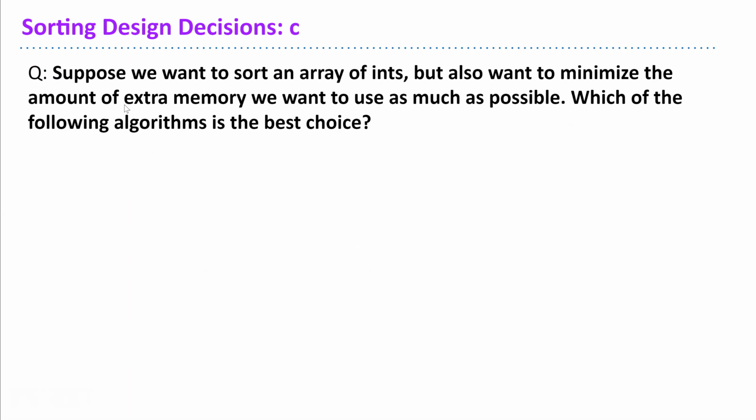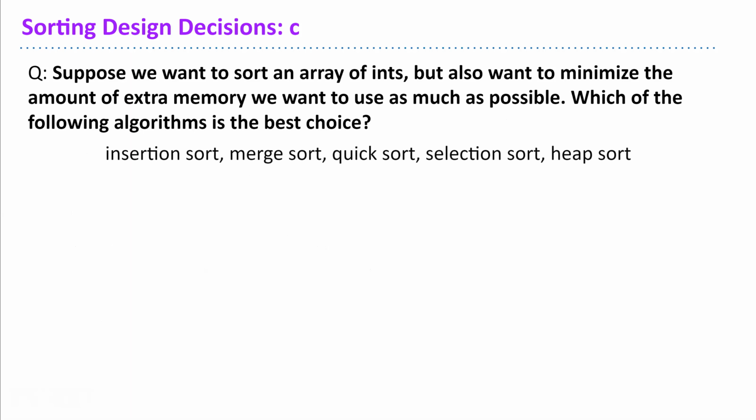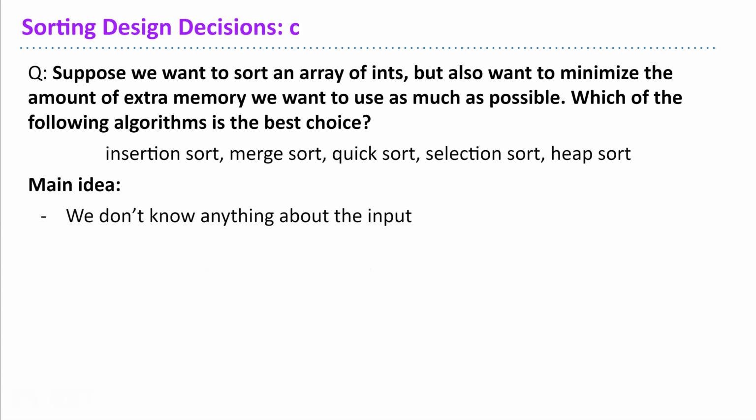Right, moving to C. C asks us, suppose we want to sort an array of ints, but also want to minimize the amount of extra memory we use as much as possible. So we're going to deal with the same algorithms we have been. But the main idea we should be thinking about is the fact that we don't know anything about the input. All we know is that it is an array of ints, but we don't know about the state of the input like we did the last times, like, oh, it's got only 50 strings in it, or oh, it's almost completely sorted.